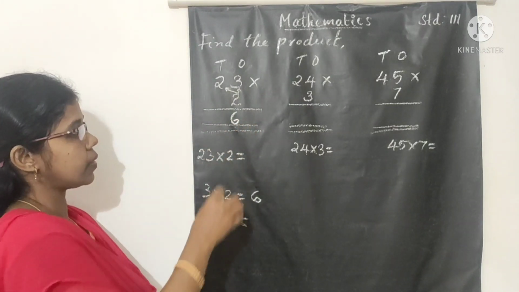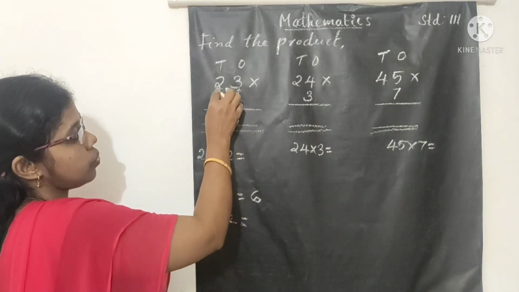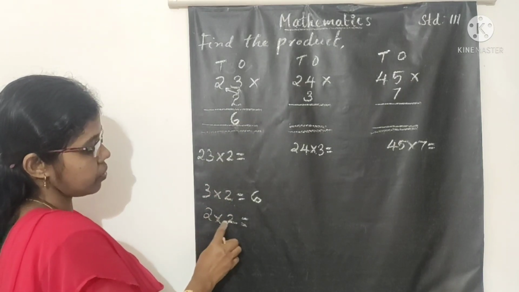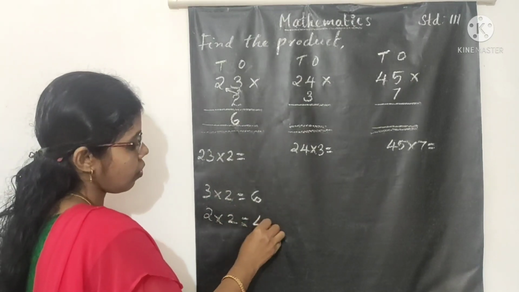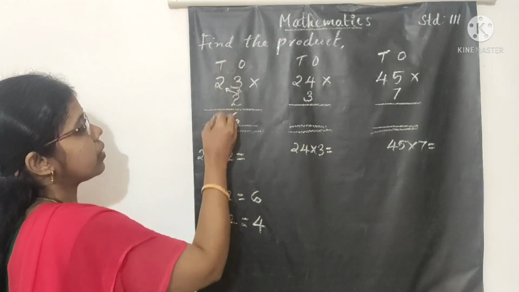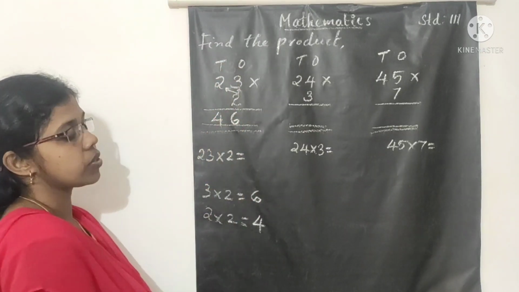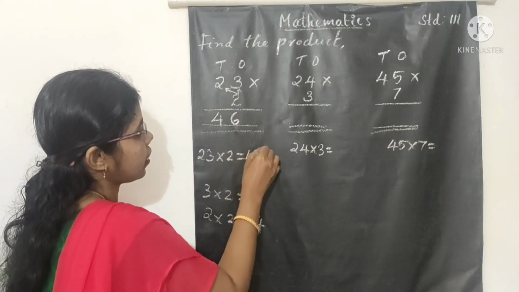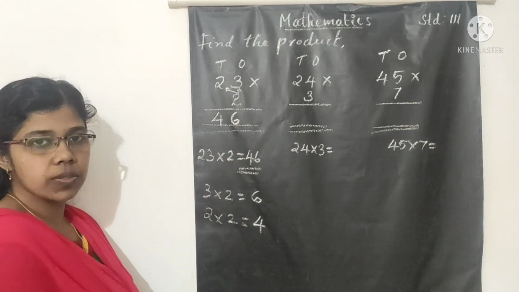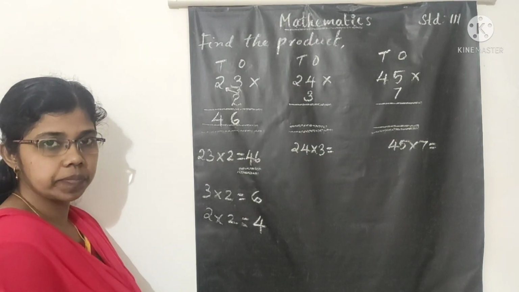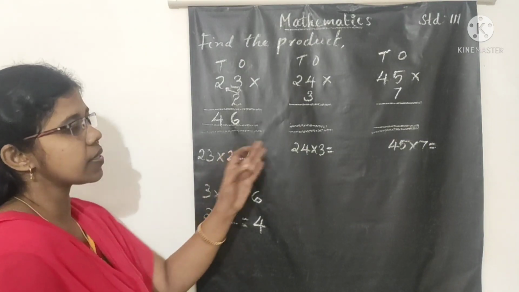Then next, 2 times 2. 2 into 2 is equal to 4. Write that 4 in the tens column. So our answer is 46. Our answer is equal to 46. Very clear? Okay. All these are revision questions.